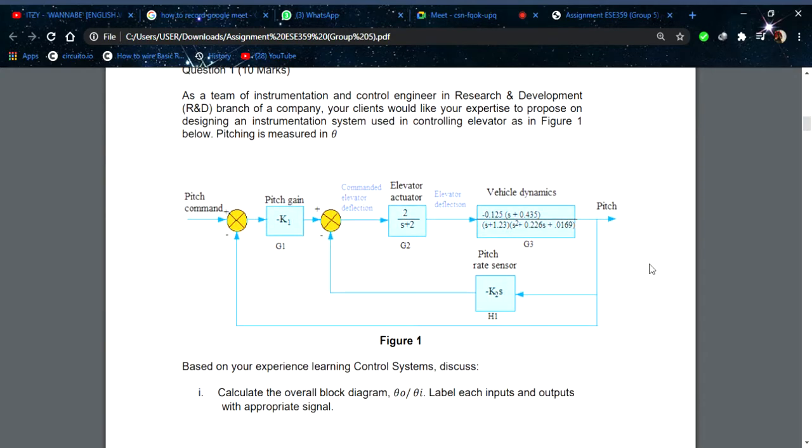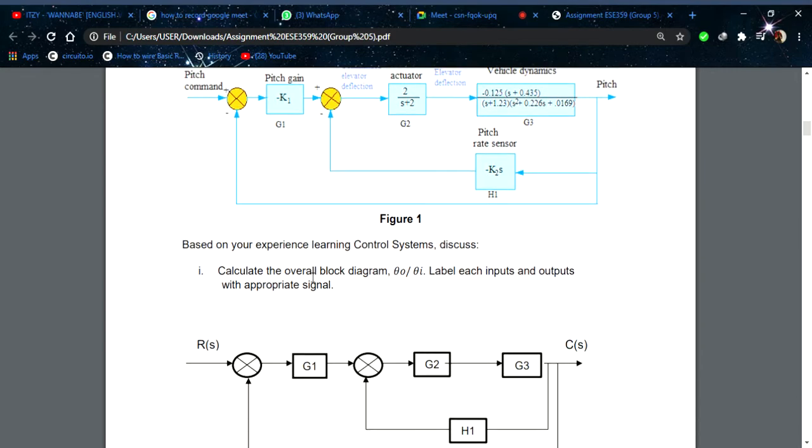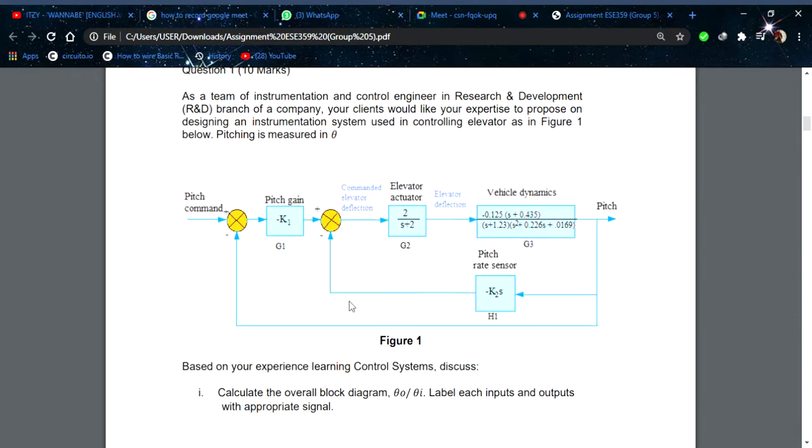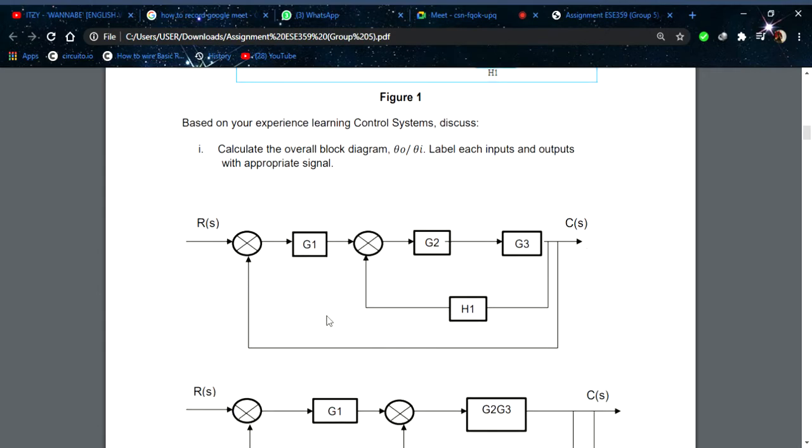Okay. Question 1. As an instrumentation and control engineer in the research and development branch of a company, your client would like your expertise to propose a design and instrumentation system used in controlling the elevator as in figure 1. From this, we can calculate the overall block diagram, data output over data input, labelling each input and output with the appropriate signal. Okay, from this figure 1, we can get the overall block diagram.